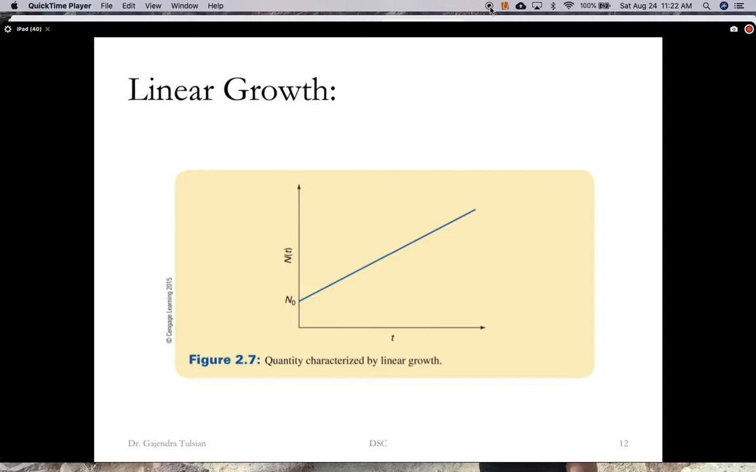Okay, so what this is showing you is some quantity that is growing over time, and you would get a linear growth model, for instance, if it grows by the same amount. So let's do an example. Let's say your salary increases by $2,000 every year annually. So then your salary would increase linearly.